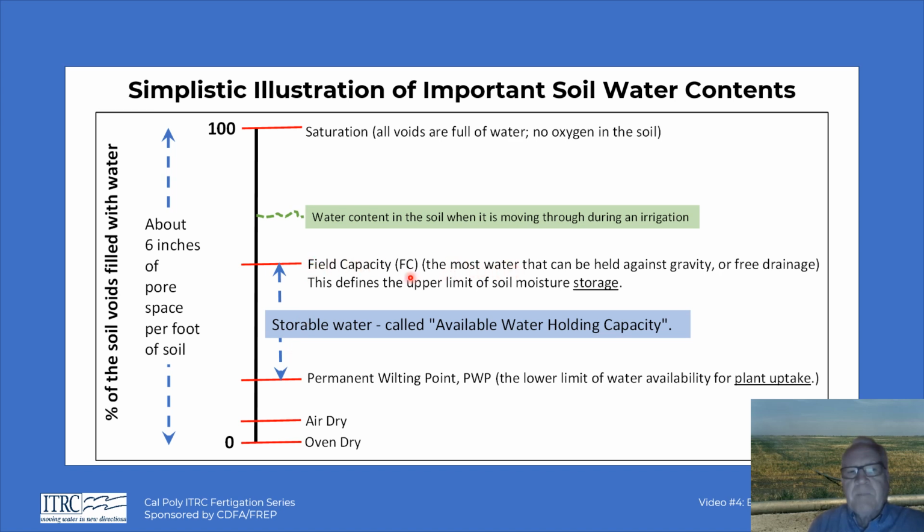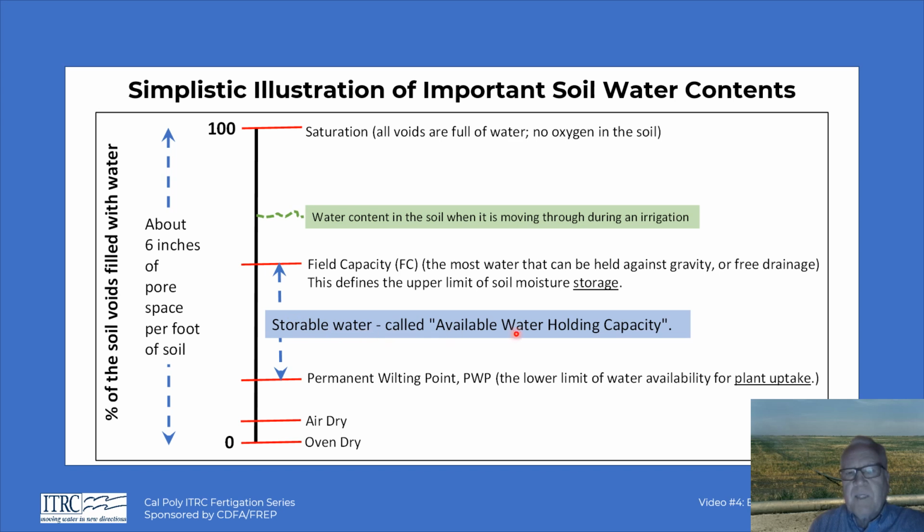You can think of a sponge. You can get it all full of water and you hold it in the air and water drains out. And the moisture content that the sponge has, or in this case the soil has, after free drainage is stopped, is called field capacity. That's the amount of water that's left above 0.